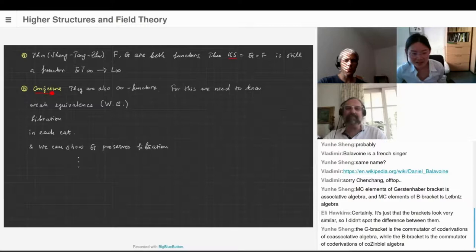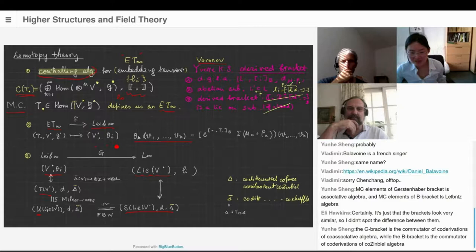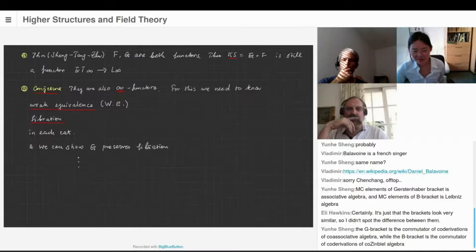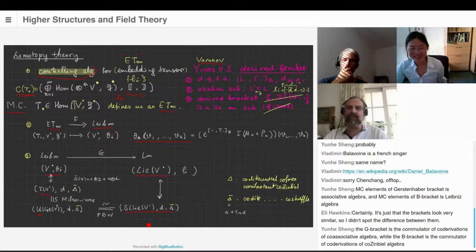There was a little conjecture that we didn't know how to prove yet, that they're actually both infinity functors. So we need to know what the weak equivalences and fibrations are in each category. What we can show right now is that this G preserves fibrations. And thanks to Bruno, he gave us some hints on how to show G should also preserve weak equivalences.